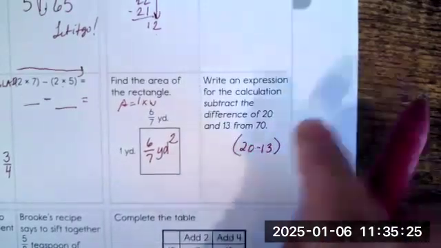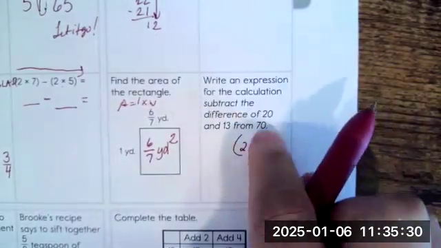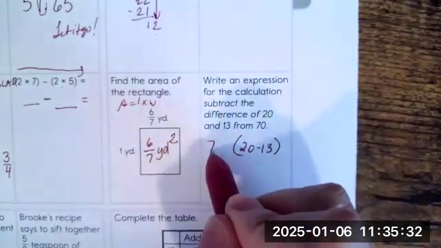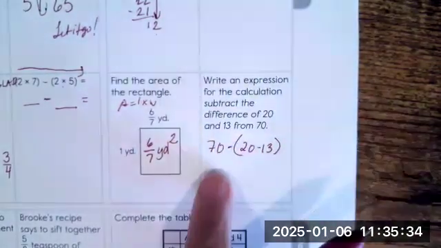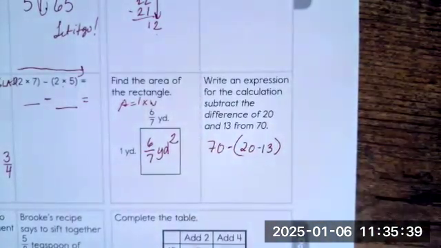That goes in your parentheses, because we have to do that first, because we're taking this and we're subtracting it from 70. All right. So you're saying 70 and you're taking it away from 20 minus 13. There you go. Boom. You got this.